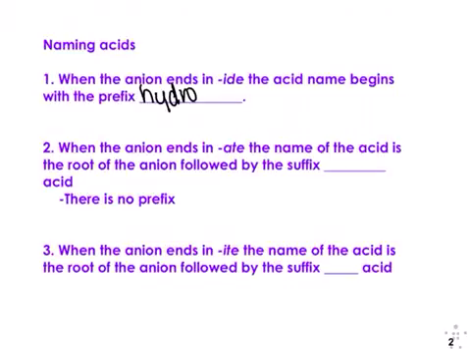The second rule is when the anion ends in the suffix ate, the name of the acid is the root of the anion followed by the suffix -ic. There will be no prefix. And the third rule is when the anion ends in -ite, the name of the acid is the root of the anion followed by the suffix -ous, O-U-S.